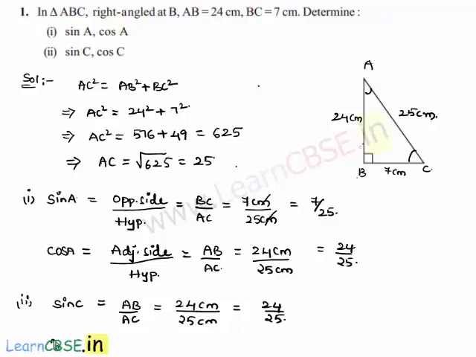Now we are also asked to find the value of cos C. We know that cos of an angle is adjacent side by hypotenuse. Here the adjacent side of angle C is BC, by the hypotenuse AC, which is equal to BC, 7 centimeters, by AC, that is hypotenuse, 25 centimeters, which will be equal to 7 by 25, is the cos C.